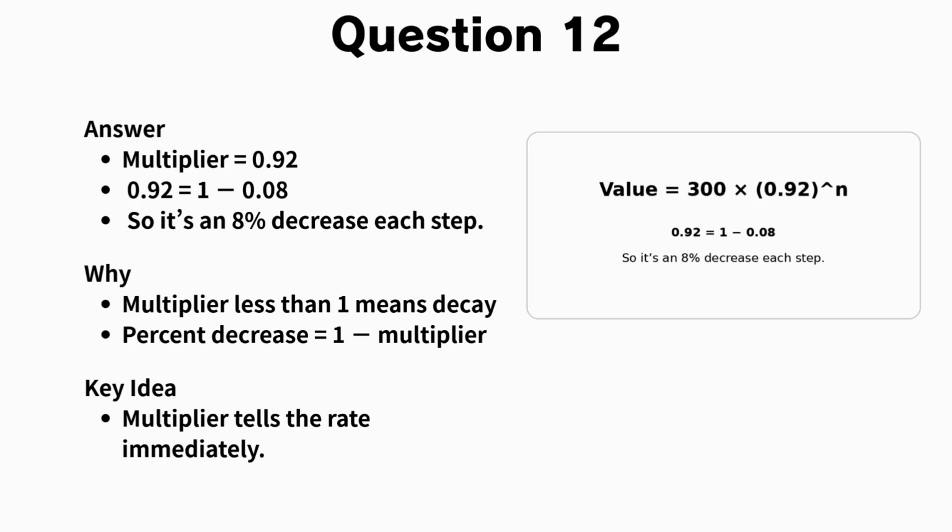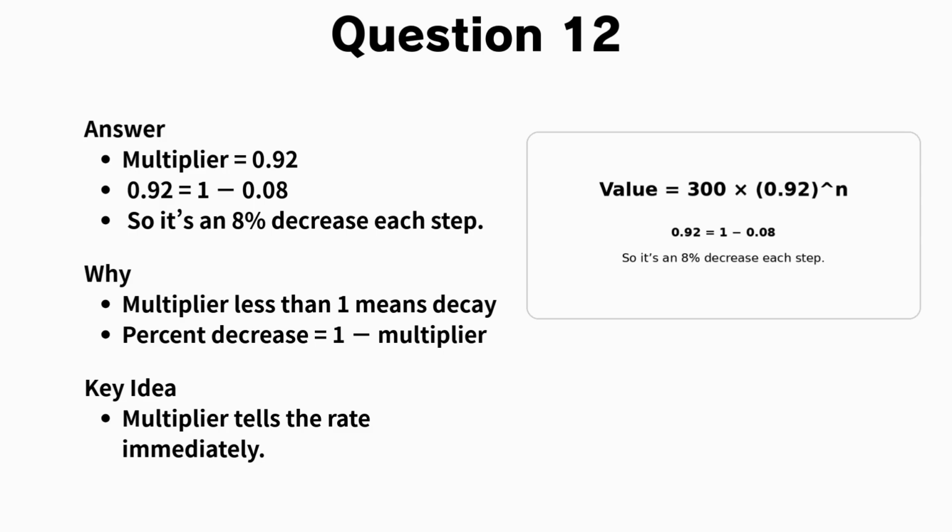So the percent change is an 8% decrease per step. Notice the language. It's not minus 8 points each step. It's minus 8% of the current value, so the amount lost gets smaller over time. A quick check. After one step, the value would be 300 times 0.92 equals 276. That's 24 less than 300, and 24 is 8% of 300, consistent.